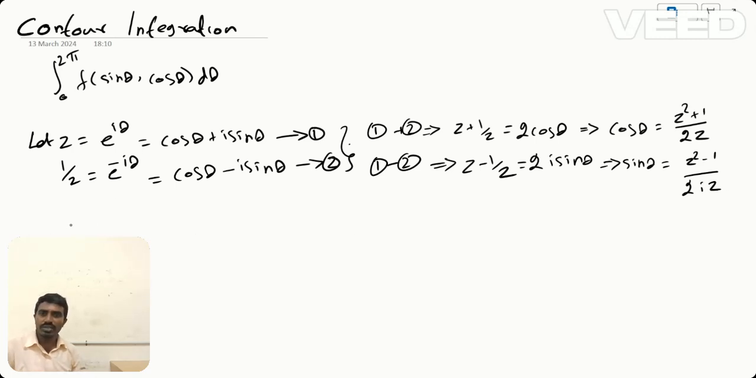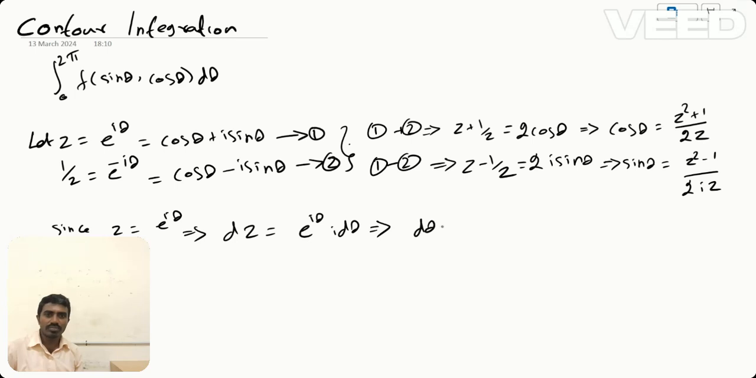Now, if you differentiate 1, that is z equal to e power i theta, then what do you get? dz equal to e power i theta i d theta, since the differentiation of the exponential function is the exponential function itself. So from this, d theta equal to dz by iz, because e power i theta is z. Now substitute these things in the given integral, then we will convert the real integral into complex integral. So we will see some problems based on this.